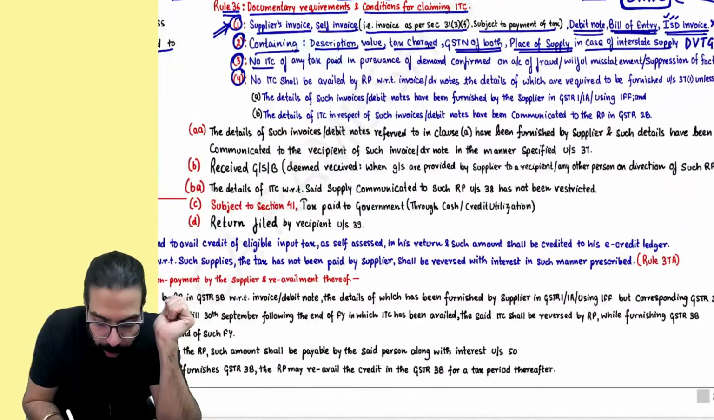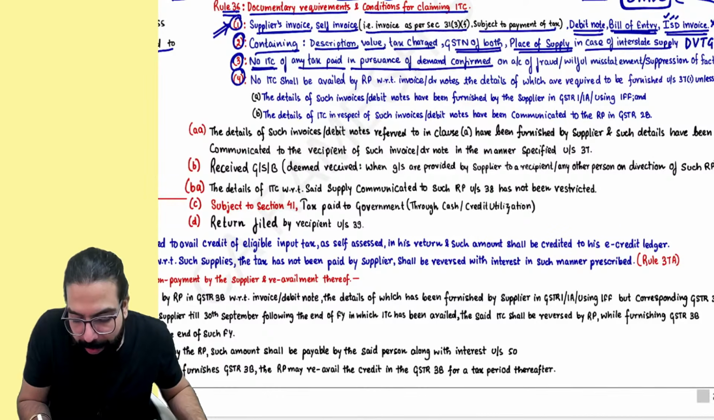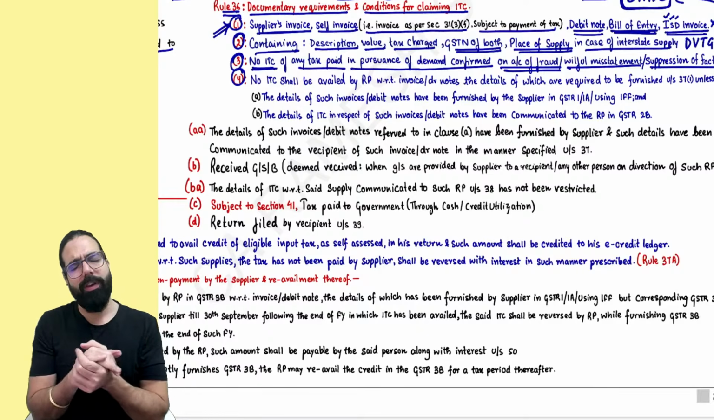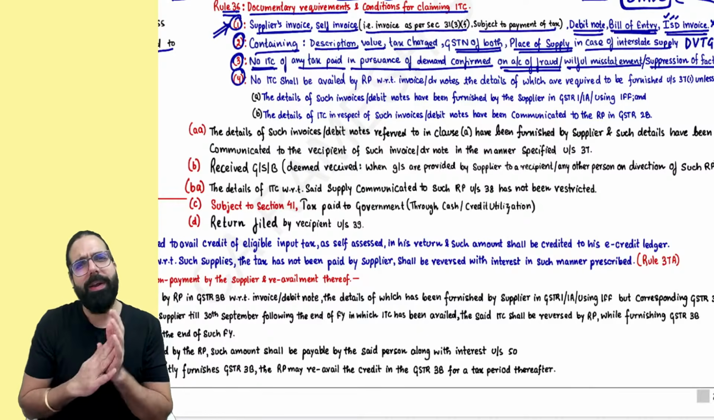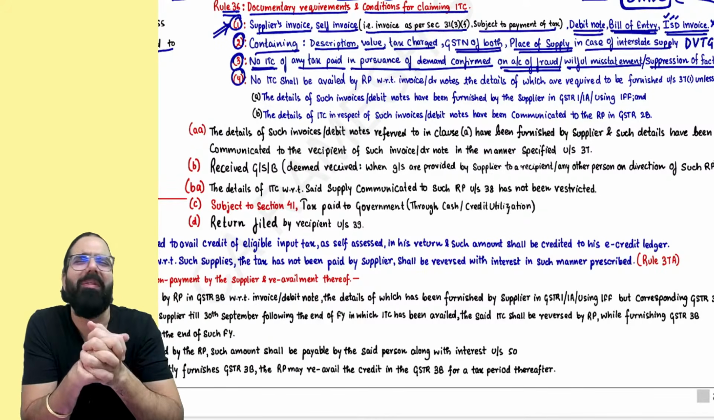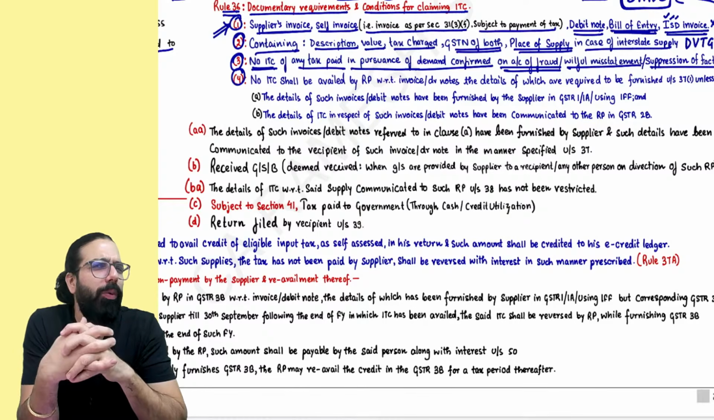Thirdly, no ITC of any tax paid in pursuance of demand confirmed on account of fraud, willful misstatement, and suppression of fact. What they are telling over here, everyone listen to me very carefully. One person, I went ahead and sold the goods. Everyone listen. I sold the goods, but he told me, hey Ramesh, don't give the invoice. I did not give him any invoice. We were trying to do a fraud.